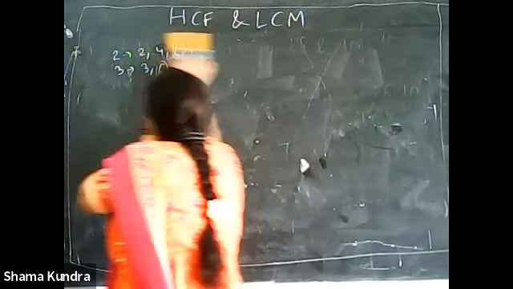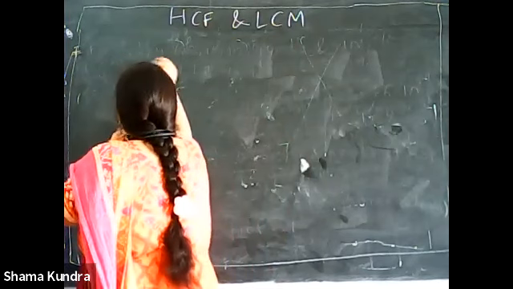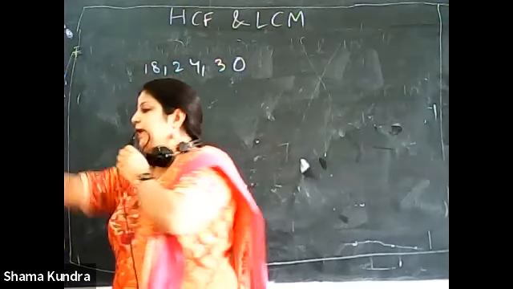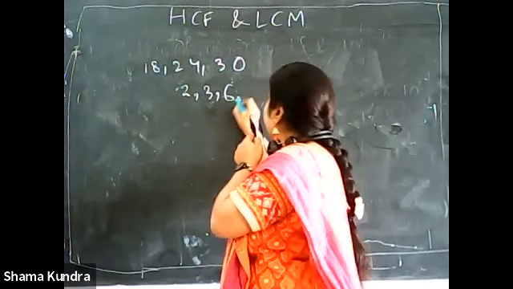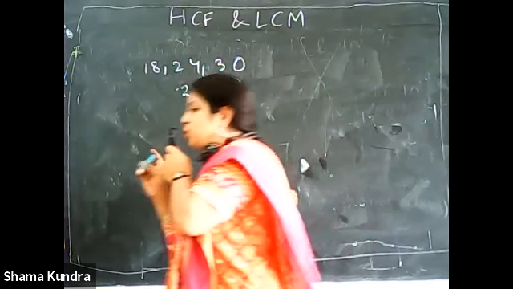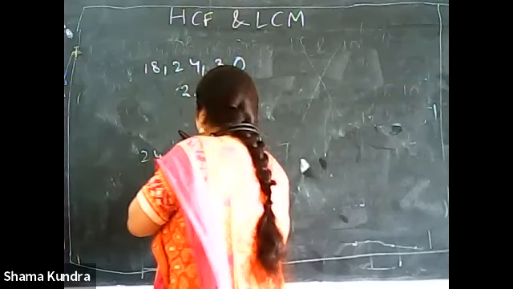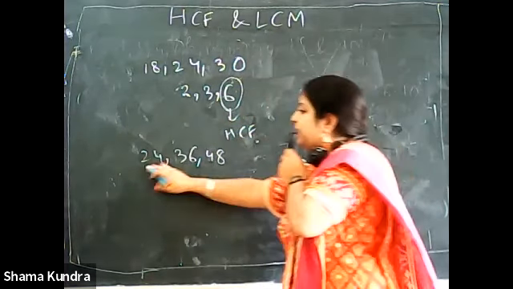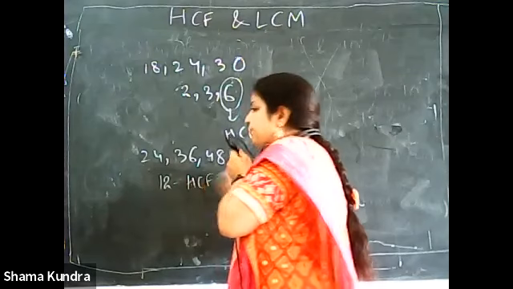You can find the HCF simply by observation. See how. If I want to find the HCF of 18, 24 and 30, all three numbers are divisible by 2, 3, 6. The highest factor is 6. So by observation, 6 is the HCF. Suppose I want to find the HCF of 24, 36 and 48. By observation, 12 can divide all these three numbers. So 12 would be the HCF.